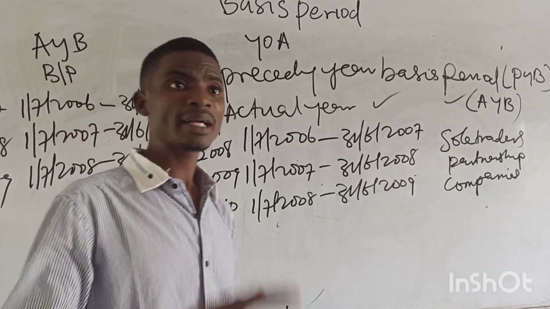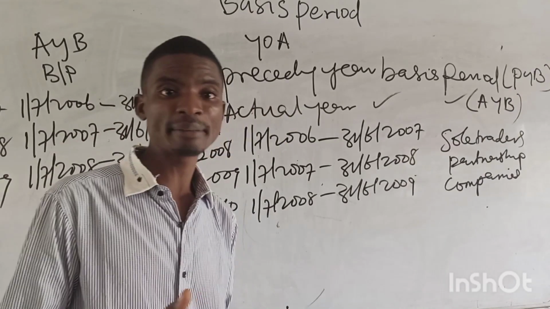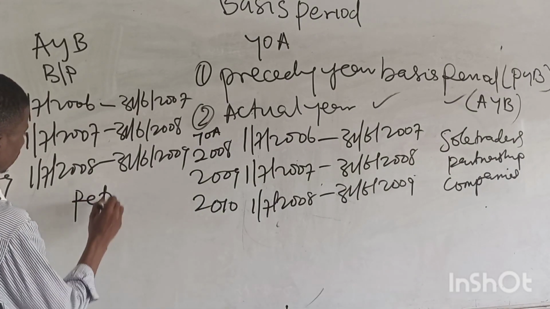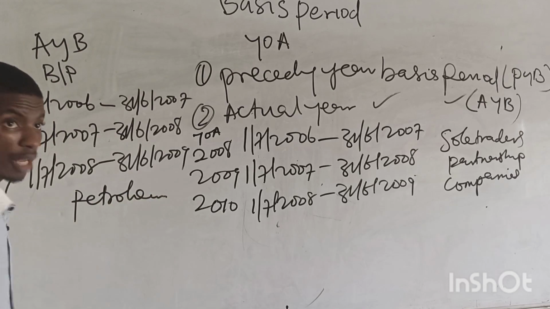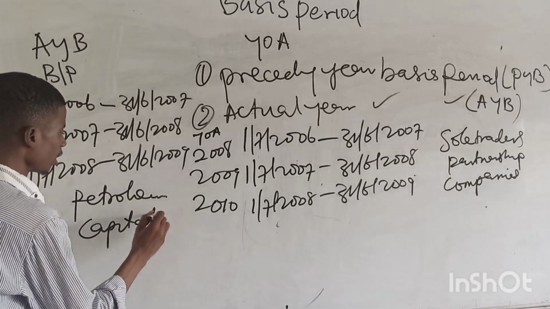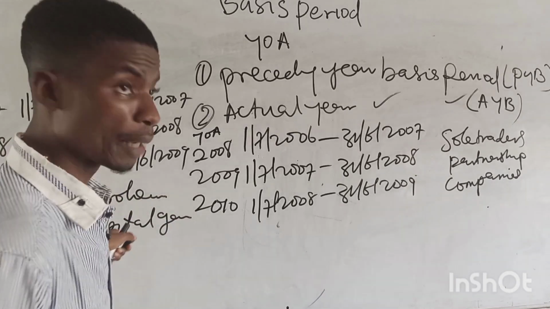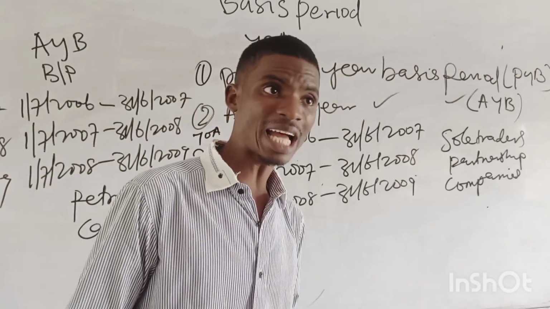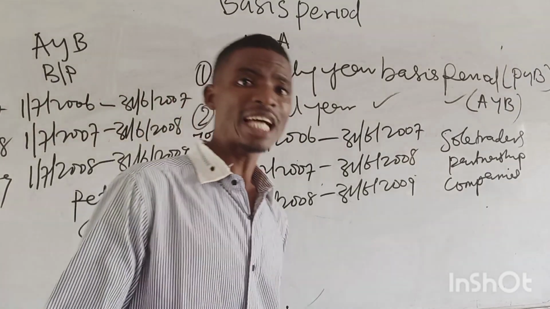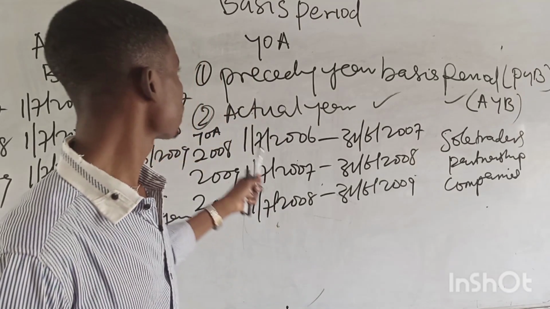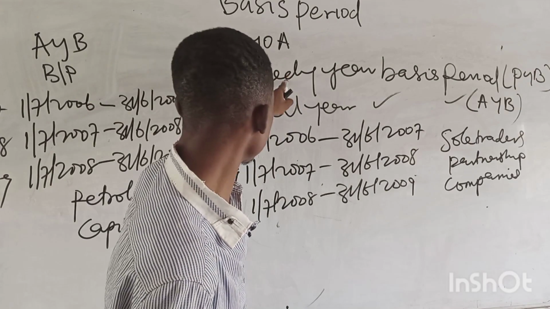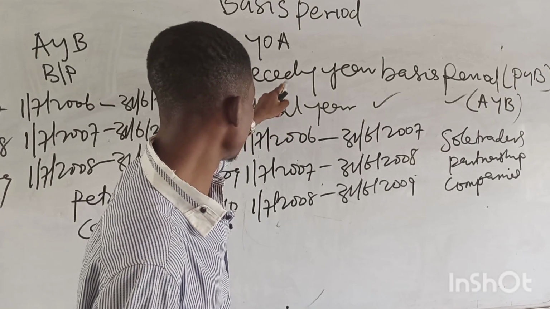And also when you talk about the taxation of petroleum income tax and capital gain tax. These are the businesses that are usually assessed to tax using the actual year basis. There are basically two types of basis period: actual year and preceding year.